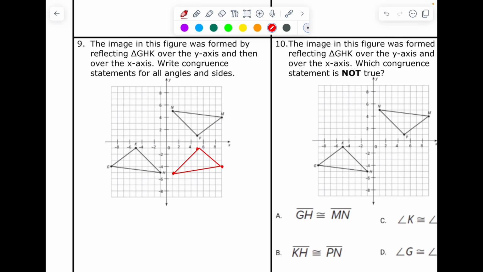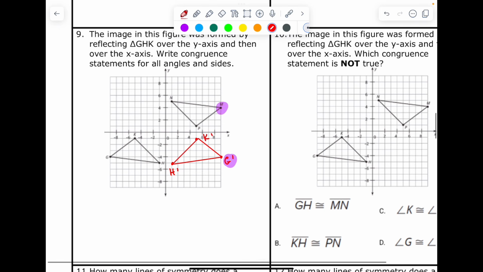So this would have been H prime, G prime, and K prime. And then you can see which parts are supposed to match up now. I feel like it's easier to see which parts match up. So M and G are congruent. So angle M is congruent to angle G.